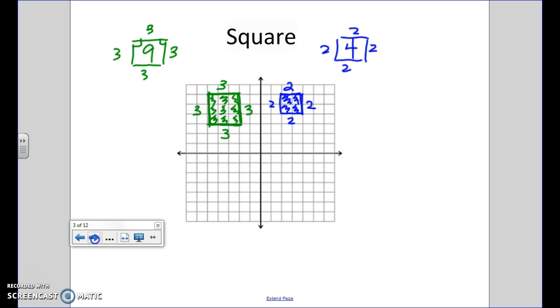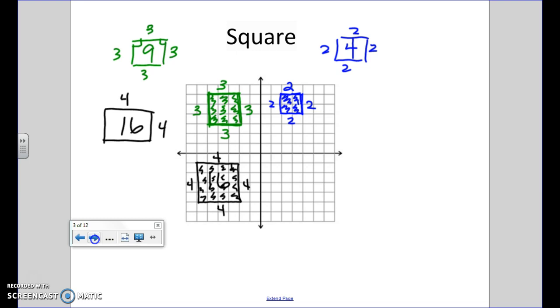Let's try the third quadrant here. We'll do 4 by 4. So that's 4 long, 4 long, 4 long, and 4 long. And I, of course, know that these are all right angles in here. Let's count and see how much area there is. 1, 2, 3, 4, 5, 6, 7, 8, 9, 10, 11, 12, 13, 14, 15, 16. There's a total area of 16. So if I had a 4 by 4 square, I would have 16 on the inside.